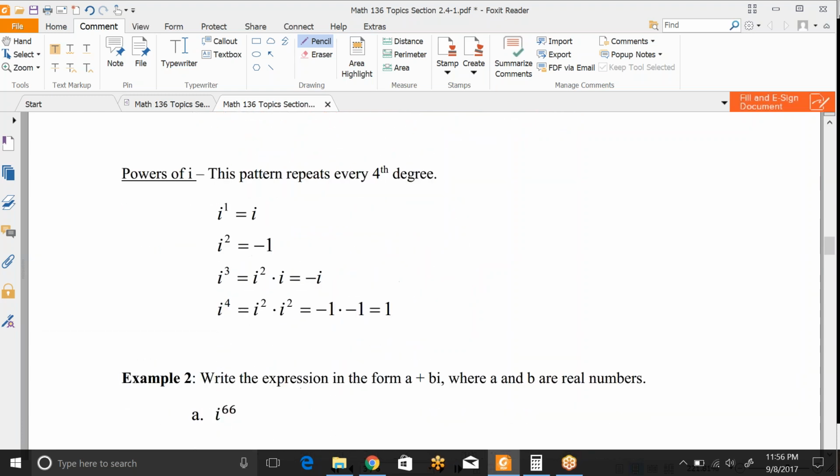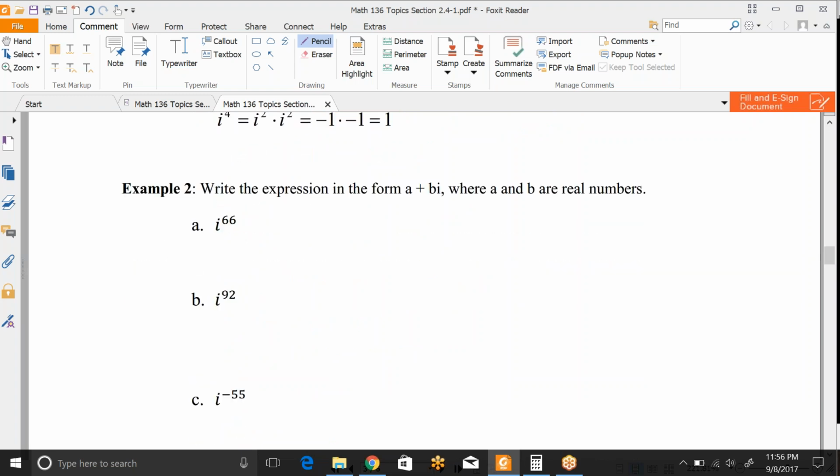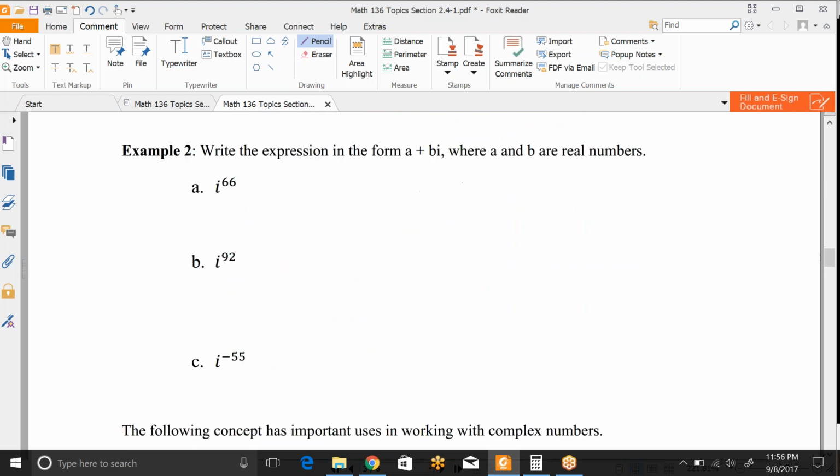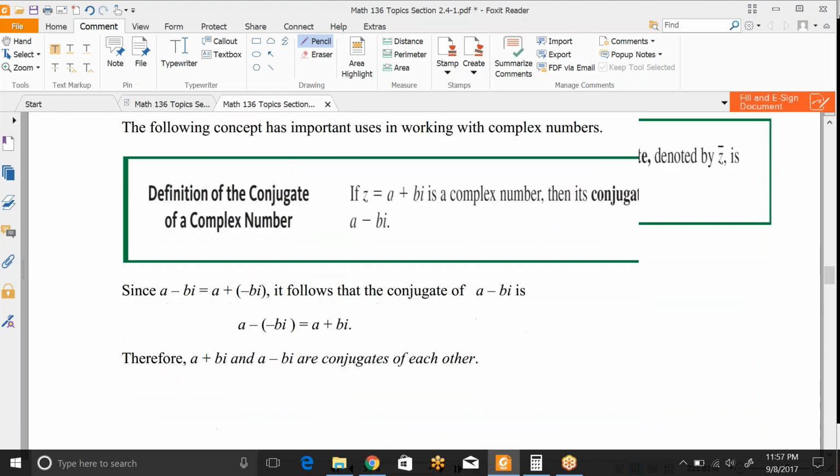Okay, this patterns or powers of i, I'm going to cover completely in class. It's not on the exam, but it is something that will show up on your homework. I feel like it's easier to explain it in class, so I'm going to do that there.